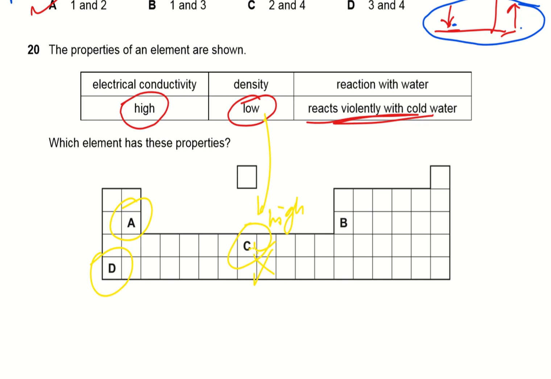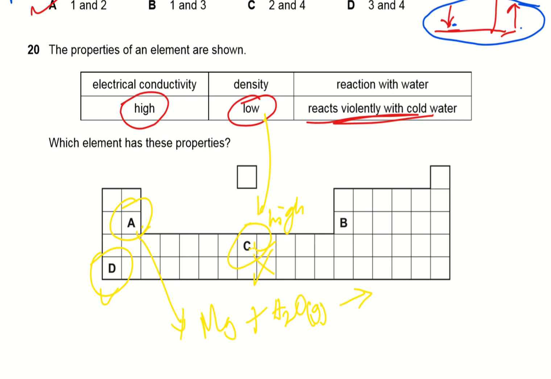Also A could have low density, D could have low density, and A has high electrical conductivity just like C. But in terms of reaction with water, A does not react violently with water. In fact, looking at your periodic table, A here is your magnesium. Magnesium does not react violently with cold water. In fact, reaction with cold water seems so negligible, it happens so slowly, if at all. So magnesium actually reacts with steam to form your magnesium oxide.